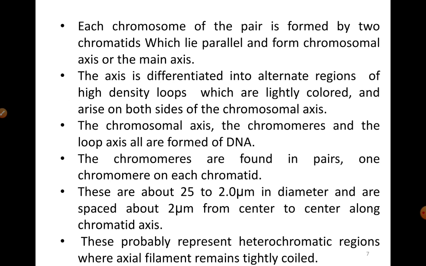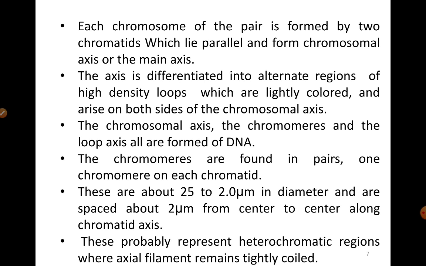Each chromosome of the pair is formed by two chromatids which lie parallel and form the chromosomal axis or the main axis. Now this axis is differentiated into alternate regions of high density chromomeres and lightly colored loops which arise on both the sides of the chromosomal axis. The chromosomal axis, the chromomeres and this loop axis are all formed of DNA.